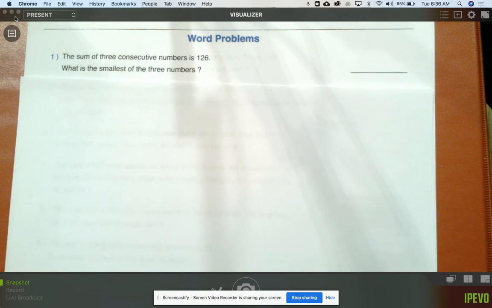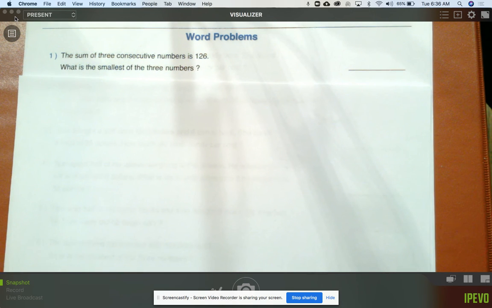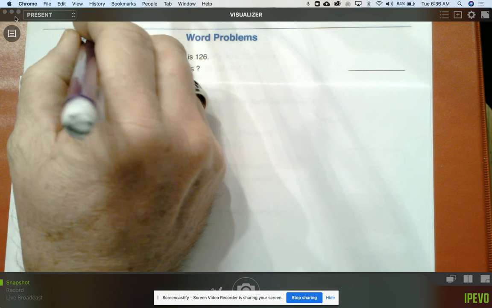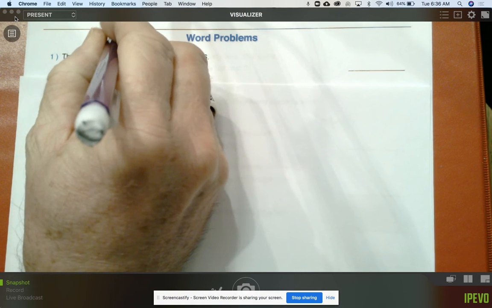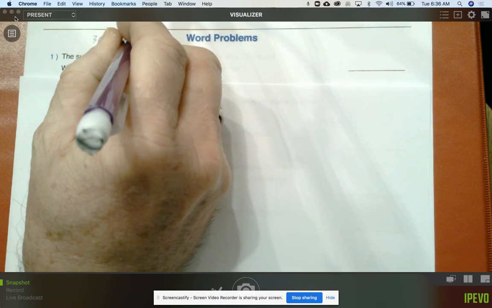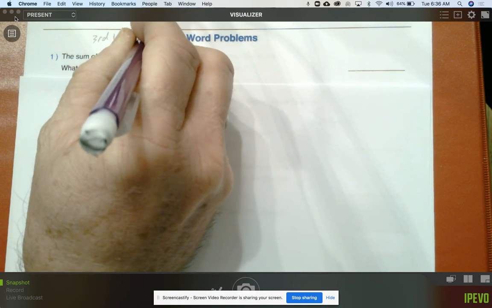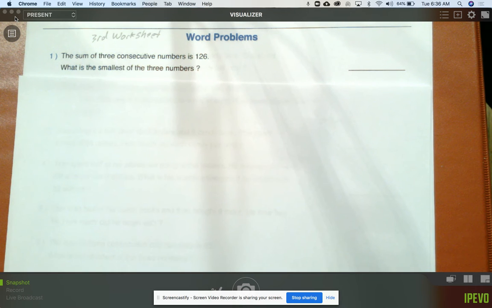Actually, I did it in two different videos, problems 1 through 5 and 6 through 10. This is the third worksheet. I'm going to write that here, third worksheet. I'm going to skip the second one. They are almost identical, and since this takes about 2 hours to render, it's kind of pointless for me to do that again.